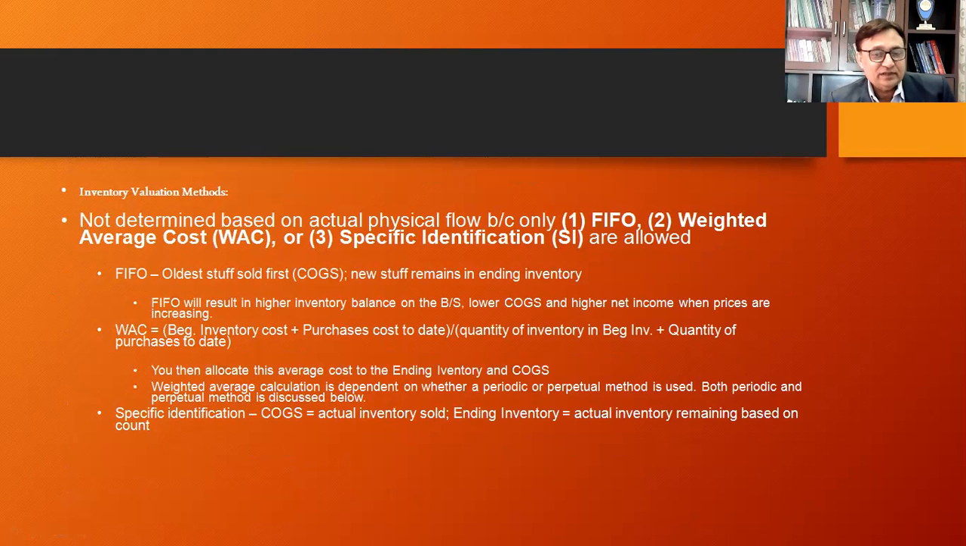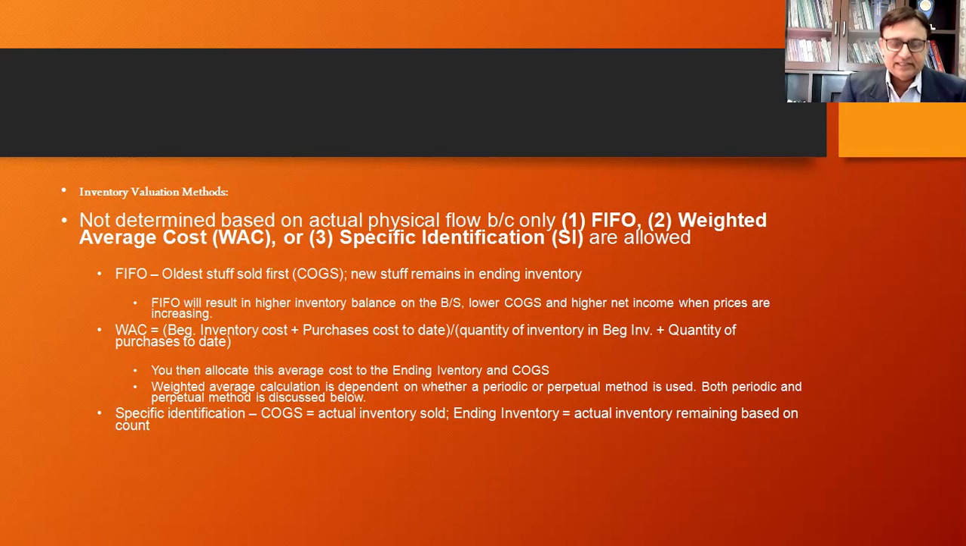First, the inventory valuation models which have been suggested are, first, first in first out, second, weighted average cost method, and third, specific identification method. So the LIFO method, which is not stated here, is not allowed. So we know these kinds of methods. First in first out method is older stuff, the item which is purchased first will go out. So older stuff is sold first, new stuff remains in the ending inventory.